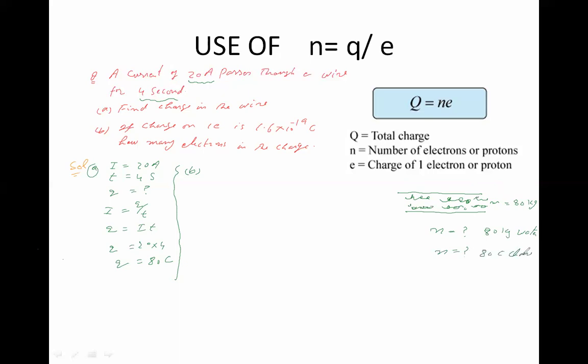Charge is flowing in this wire. How much is the charge? 80 coulomb. Then in 80 coulomb, how many electrons are there? This is the question. But for our help, this is given. What is given? One electron has a charge of 1.6. Okay, it means that 1 coulomb charge contains the number of electrons 1.